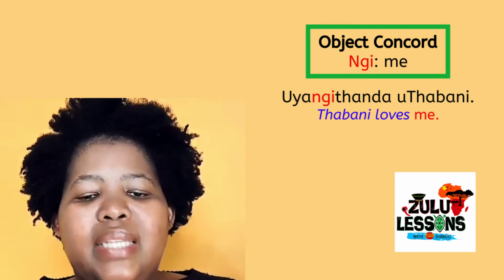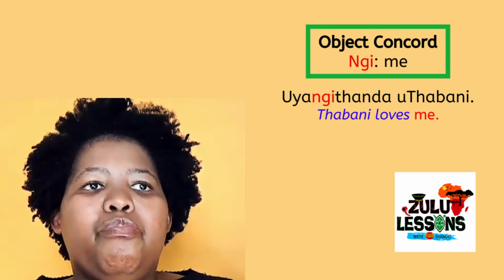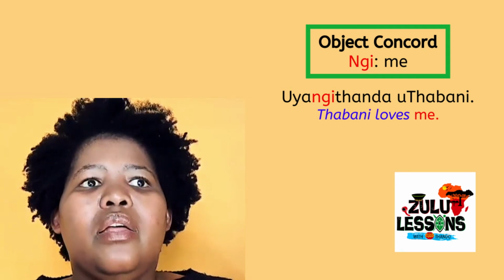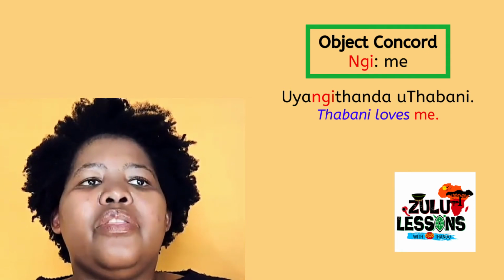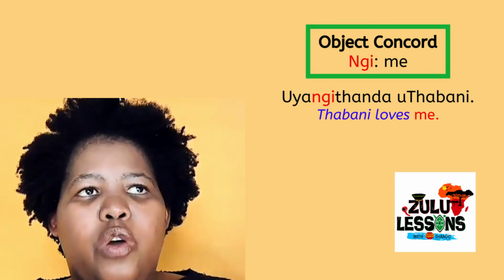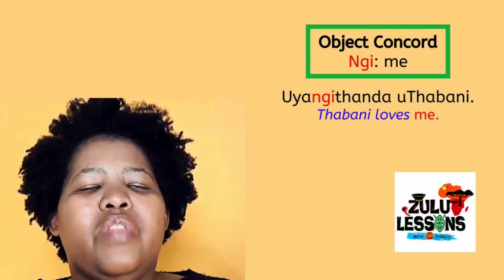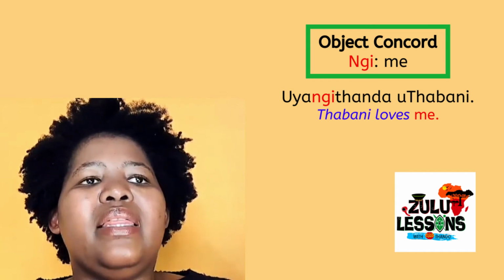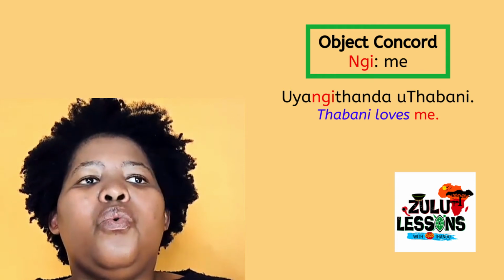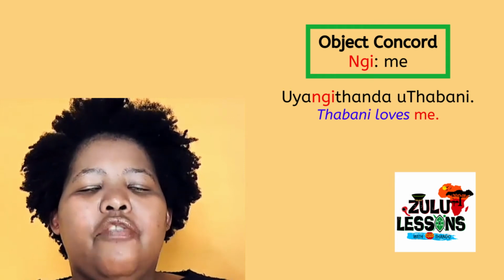So we are starting again, we are starting with the pronoun, followed by the present tense article, followed by the object concord. So the thing that we are talking about, that is the object of the sentence. And then lastly, the verb. So, uyangithanda, you love me.